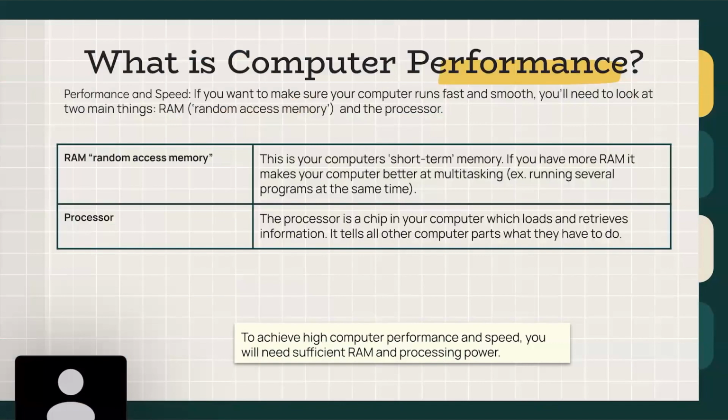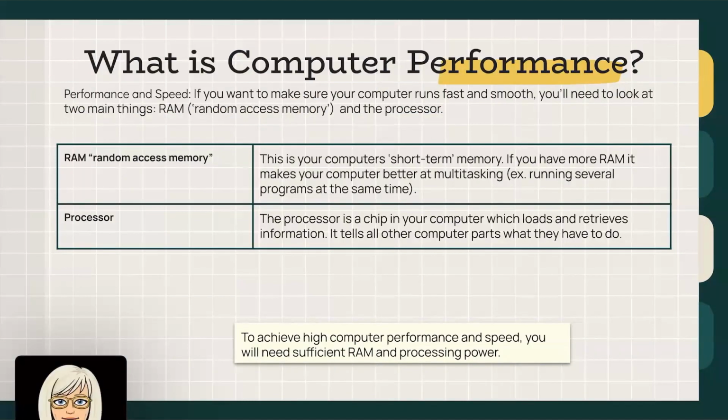What is computer performance? If you want to make sure your computer runs fast and smooth, you'll need to look at two main things: RAM, which stands for Random Access Memory, and the processor. Your RAM is your computer's short-term memory. If you have more RAM, it makes your computer better at multitasking, for example, running several programs at the same time.